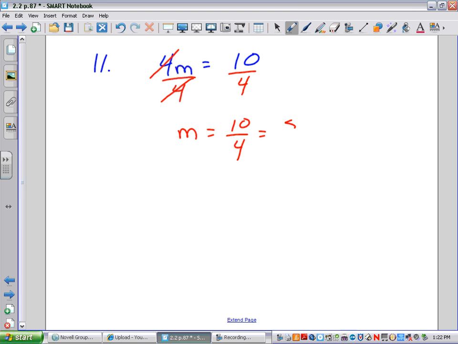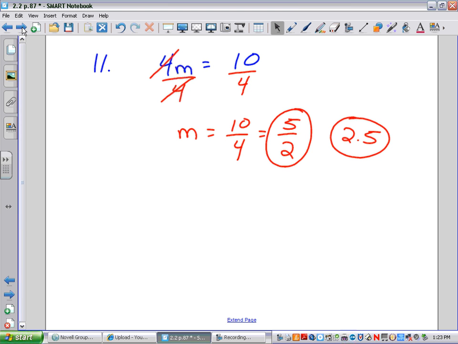That would reduce to 5/2, which is an acceptable answer. With a calculator, 2.5 would also be an acceptable answer. So I circled both of them just to show you that either answer would be fine. Just don't leave the answer 10/4. Never leave a fraction that's not reduced.